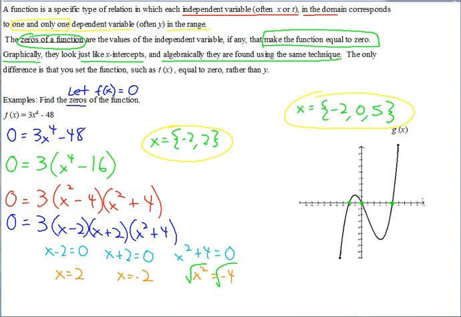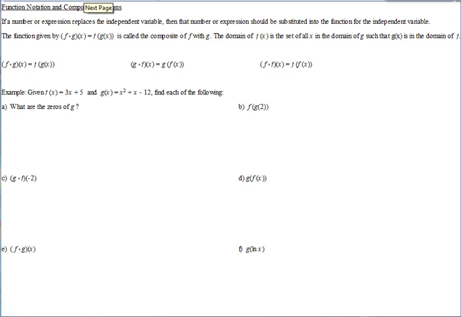All right, let's take a look at something else about functions now. Let's look at function notation and composite functions. Function notation, which we looked at a little bit, is when you have f of x or g of x, something written that way instead of a y. But if a number or expression replaces an independent variable, that expression should be substituted in the function for the independent variable.